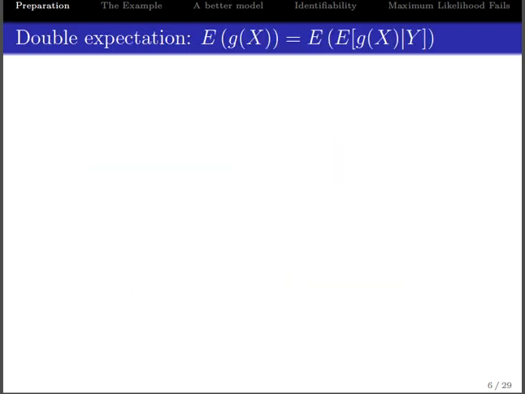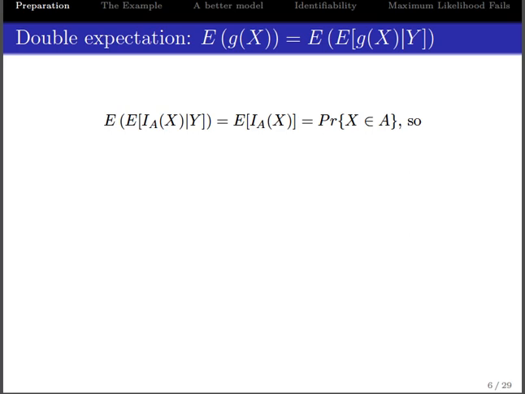Now, double expectation, we'll use this as follows. The double expectation says that the expected value of any random variable, including g of x, is the expected value of that random variable, a function of x given y, where the outer expectation is carried out with respect to the distribution of y, whereas the inner expected value is carried out with respect to the conditional distribution of x given y.